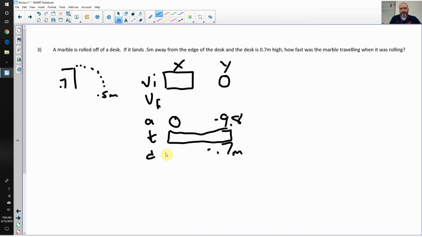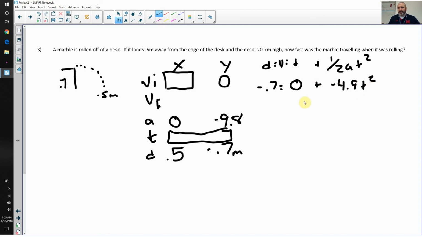Actually, we also know the distance, and that is 0.5 meters away. So a couple of things can happen. We're going to use this to find the time, and once we have the time, we're going to be able to use this stuff to find the initial velocity. Your best bet is going to be D equals VIT plus 1/2 AT squared to start with the y time, because we can use the y stuff to get time and then plug it back in to get the x velocity. So my displacement is negative 0.7, 0 plus negative 4.9 t squared. We'll divide negative 0.7 by negative 4.9.